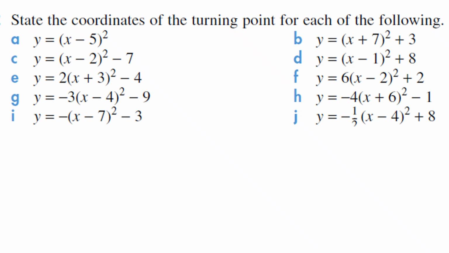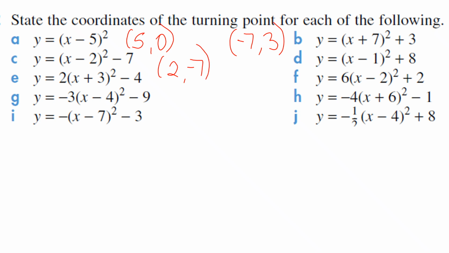And next, we're just going to practice looking at the equation and working out what the turning point is. So for the first one, A, it's going to be (5, 0). The graph is going to shift to the right, but no up or down, no vertical. B, we notice, oh, this is positive. So we're going to have (-7, 3). C, it's going to be (2, -7).